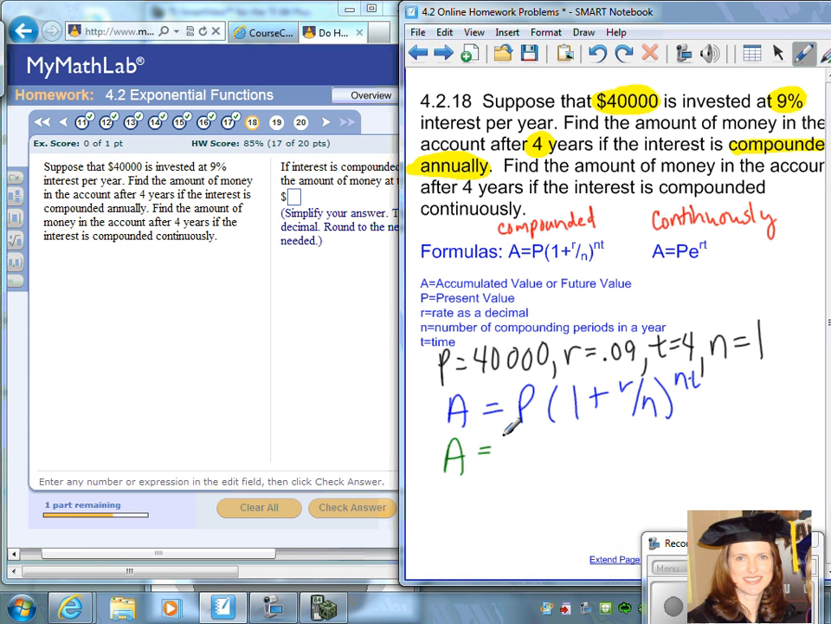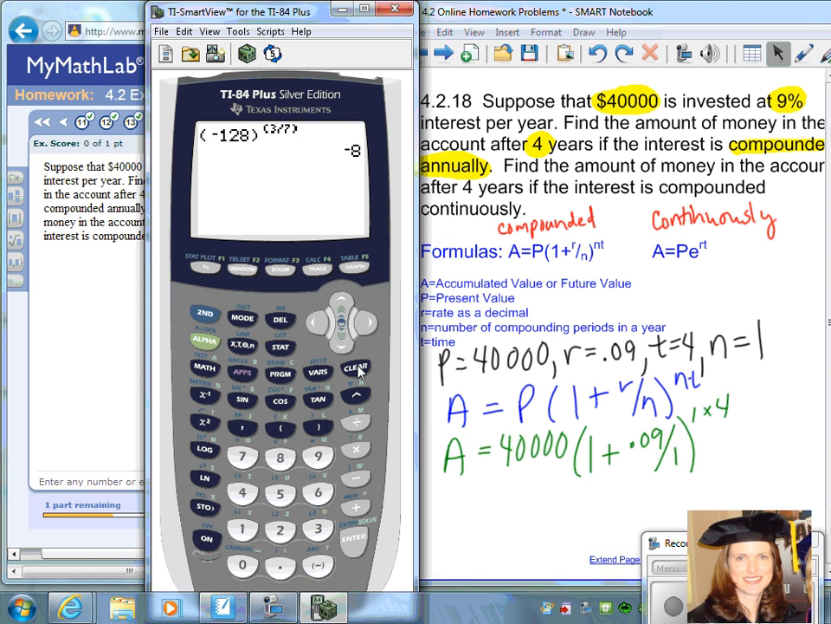P is the present value, $40,000, times 1 plus R. The interest rate is 0.09 divided by N, the number of compounding periods. If it's annually, that's 1 compounding period. And the exponent is N times T. It's going to be 1 times 4. Using a calculator, you can simplify this and get the result.